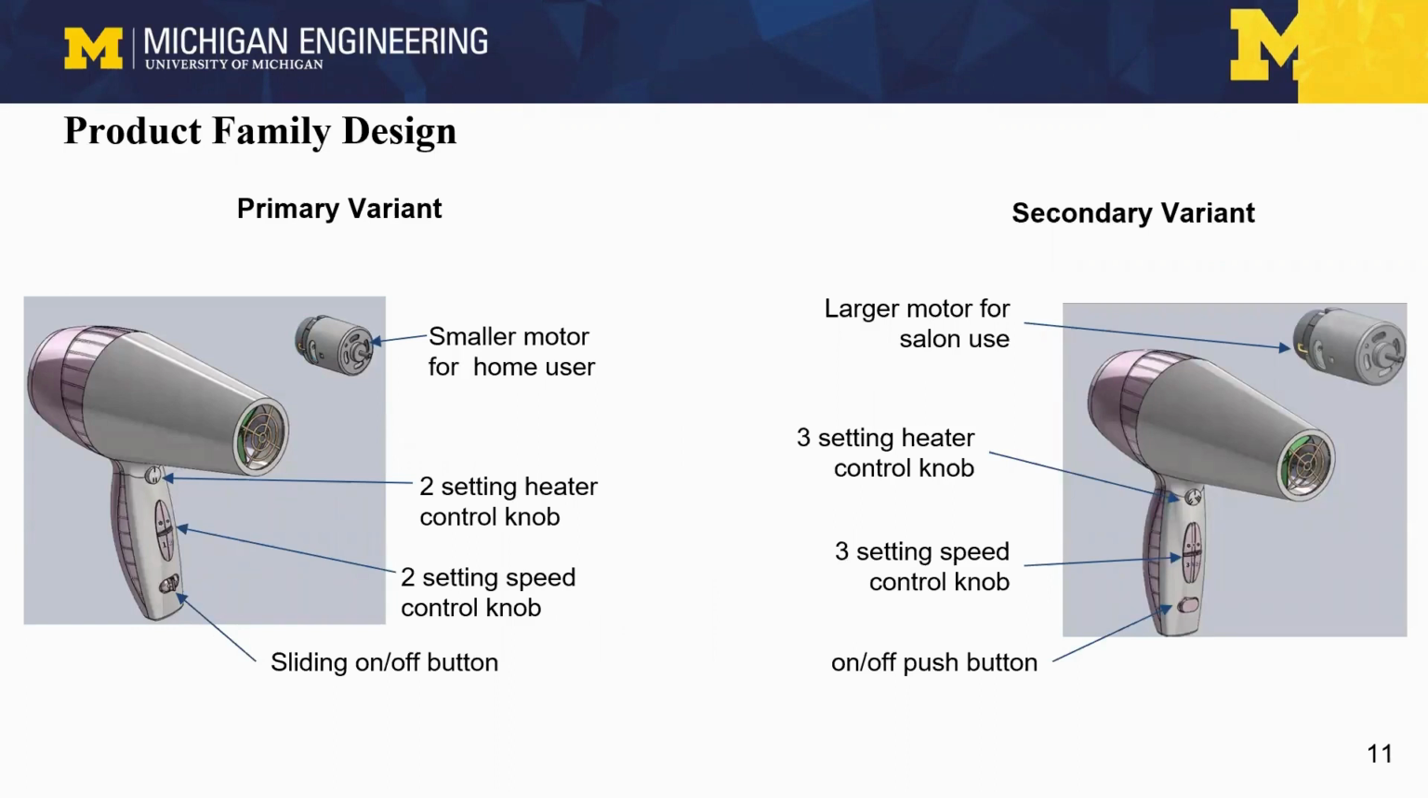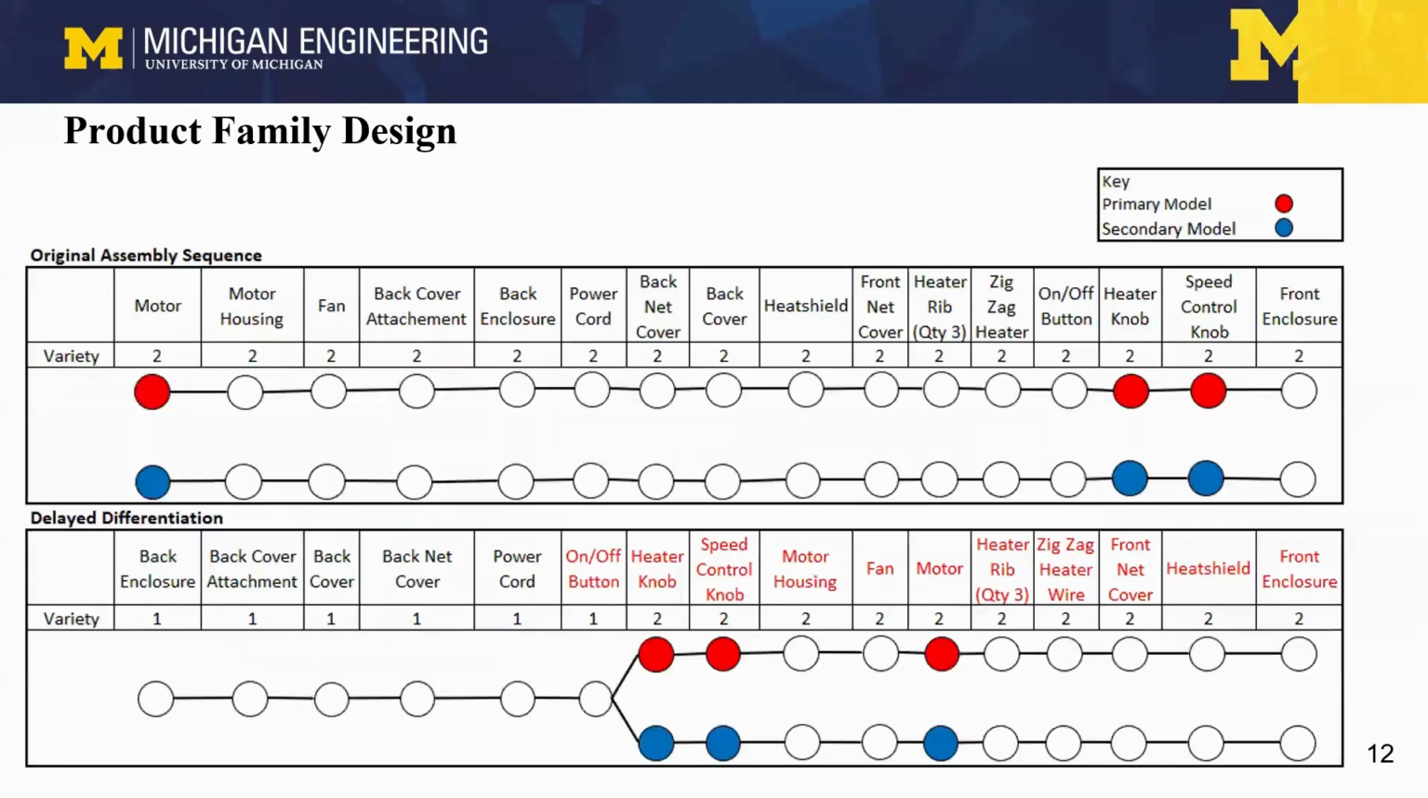The primary variant has a smaller button, a 2-setting speed control knob, a 2-setting heater control knob, and a sliding on-off button. The secondary variant has a large motor for enhanced durability and to provide the larger air volume that is needed in a salon setting. It has 3-setting speed and heater control knobs and an on-off push button.